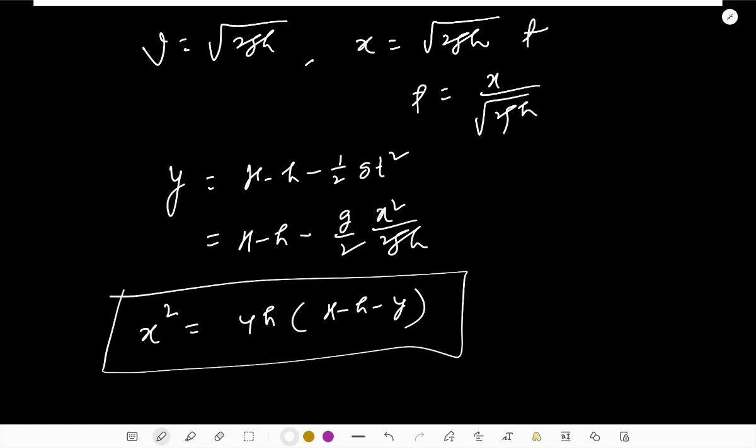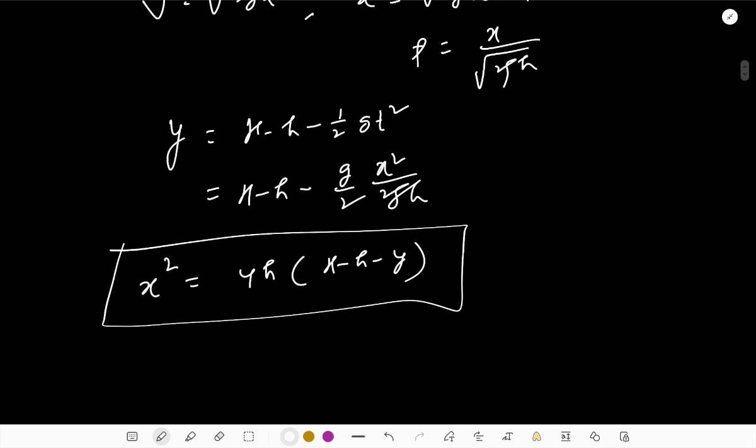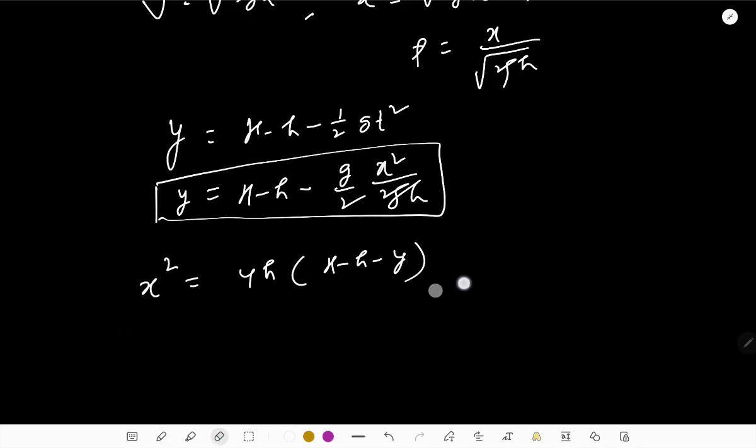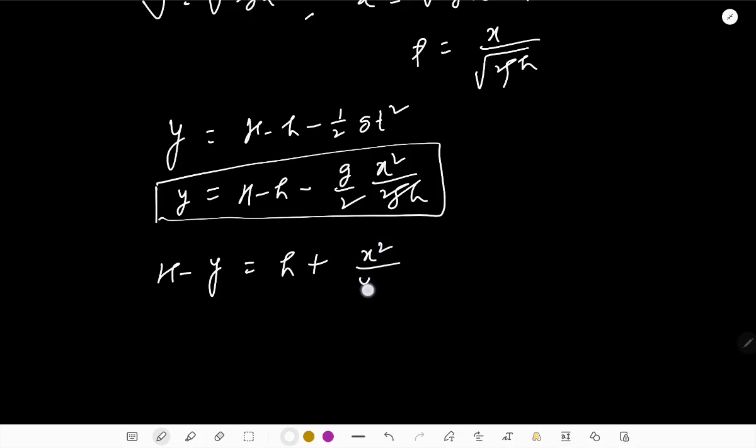Now from here I could also have written a different equation, manipulating it in a different manner, like this. I can write h minus y will be equal to h plus x square by g gets cancelled out, x square by 4h. I can write this equation in this manner: h minus y equals x square by 4h plus h.